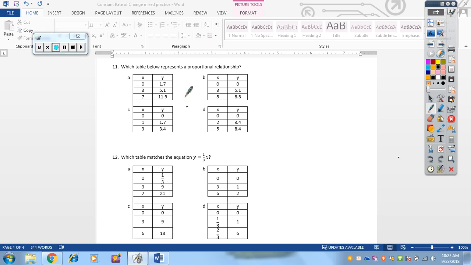Number 11 says, which table below represents a proportional relationship? You have to divide k equals y divided by x for every single piece of the table. That is 3 division problems, 3 division problems, 3 division problems, and 3 division problems. You have to do it. If you don't do each one, it's going to trick you.